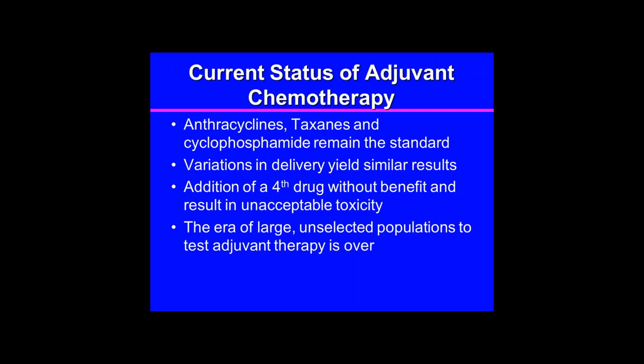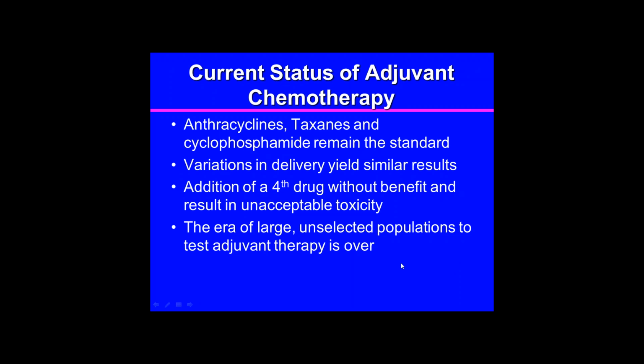So the current status of adjuvant chemotherapy is anthracyclines, taxanes, and cyclophosphamide remain the standard. We enrolled tens of thousands of women in clinical trials to look at variations in delivery with similar results, and whether or not a 4th chemotherapy drug would work, and it did not. And so currently, the era of doing these large randomized adjuvant therapies has ended. And we don't do that anymore.